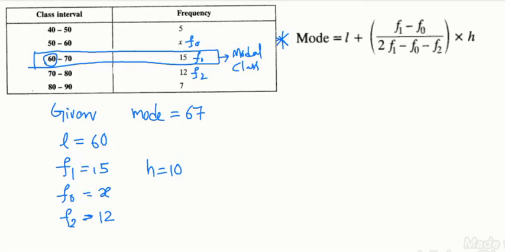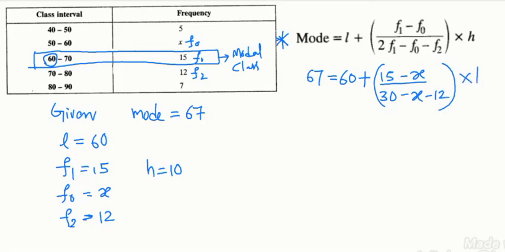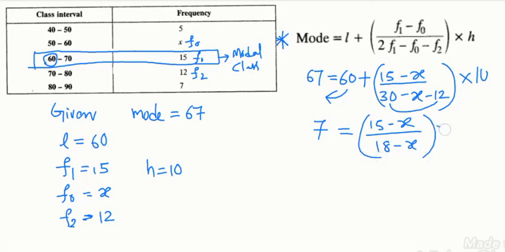So all these values put here, easily you will get the x value. Mode is given as 67. So 67 is equal to L, means 60, plus F1, 15, minus F0, x, by 2F1, so 2 into 15, 30, minus F0, x, minus F2, 12, into H. H is 10. So this 60 take and come means subtract. So 7 will come. 7 is equal to 15 minus x by 30 minus 12 will give you 18, 18 minus x, into 10.